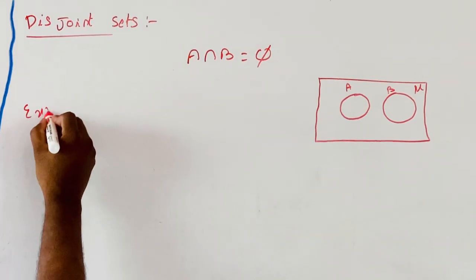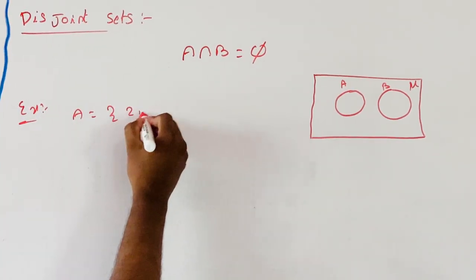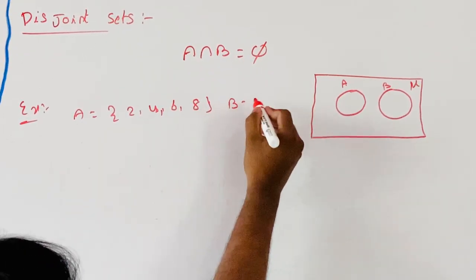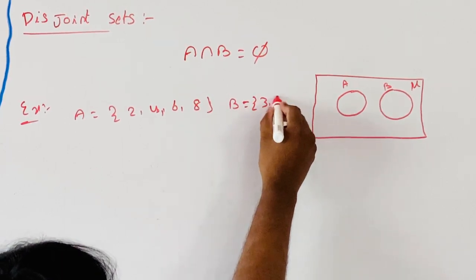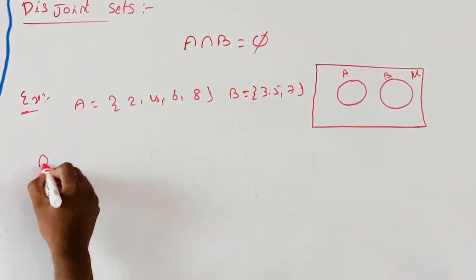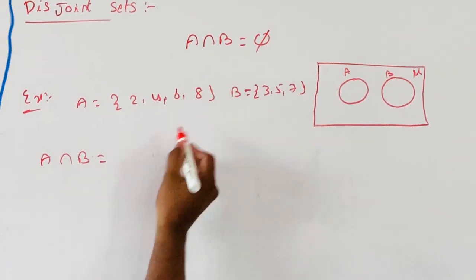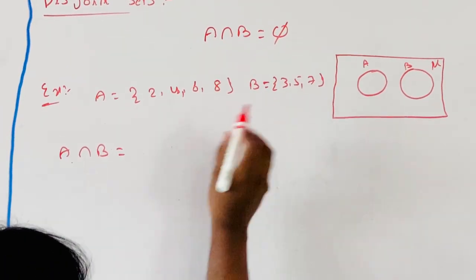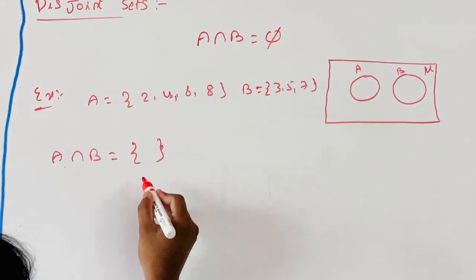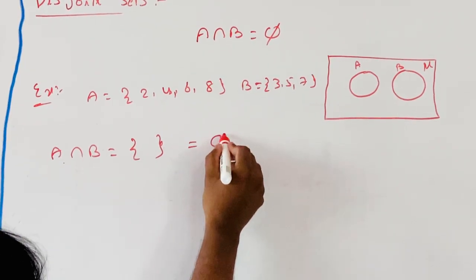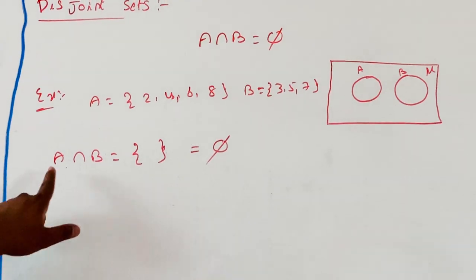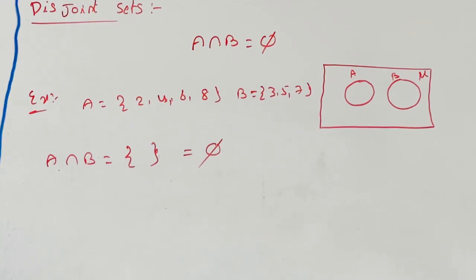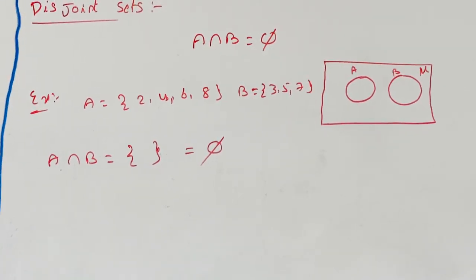Now for example, A is equal to 2, 4, 6, 8 and B is equal to 3, 5, 7. Now, A intersection B is equal to, what are the common elements in A and B? Here there are none, that is, empty curved brackets, or denoted by phi. Means A intersection B is equal to phi. Now, A and B are what? Disjoint sets.